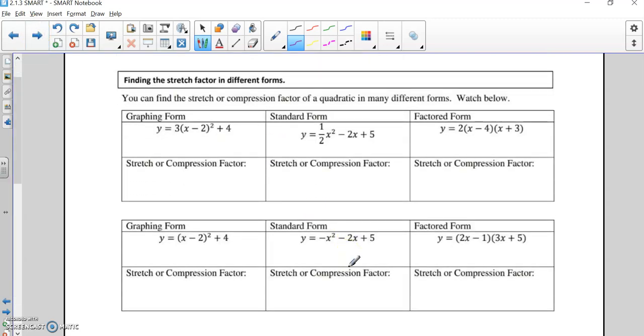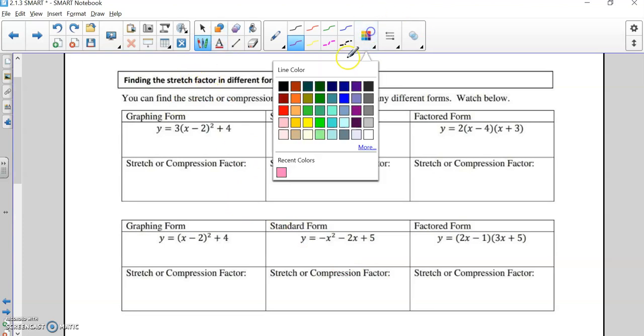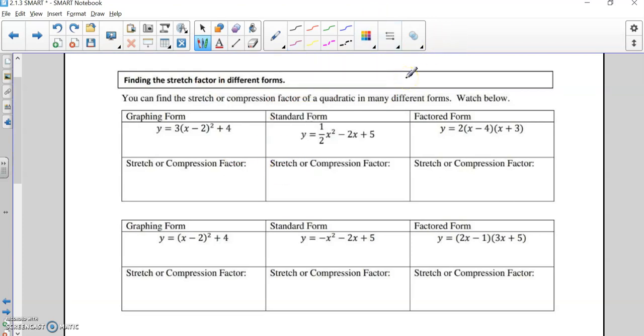So the semi-new stuff for today is to find stretch factors or compression factors, I should have written that, from different forms of equations. Now I know that we're used to finding them in graphing form. That's the easiest way or the most obvious, but you can actually find it pretty quickly from all the other forms as well.